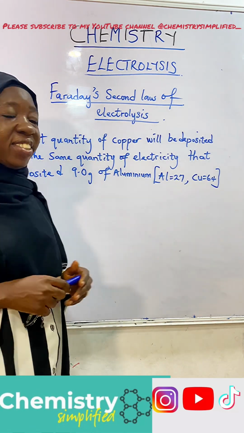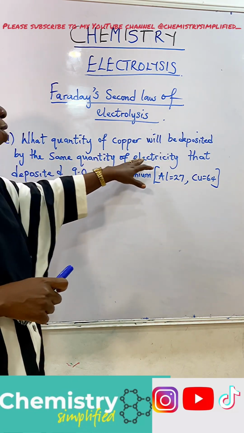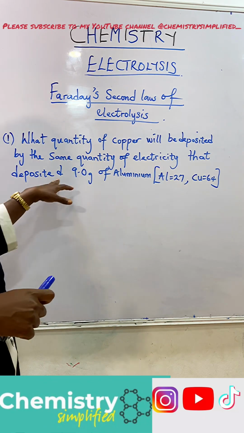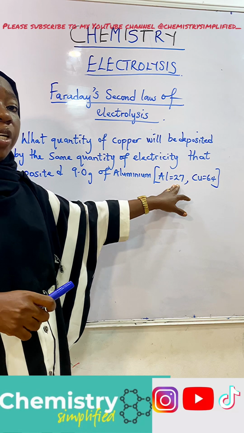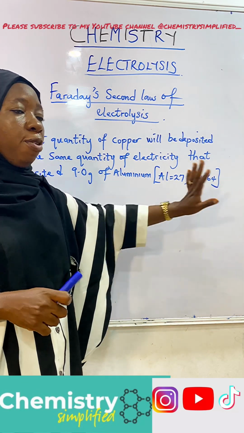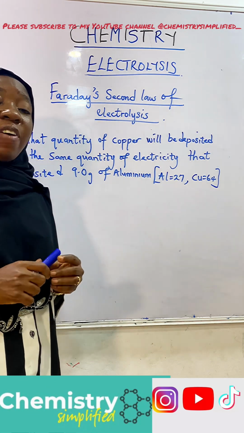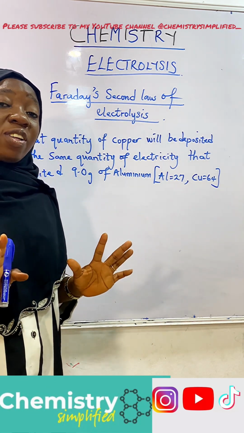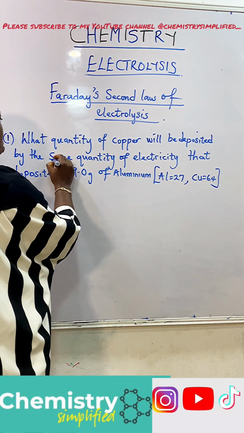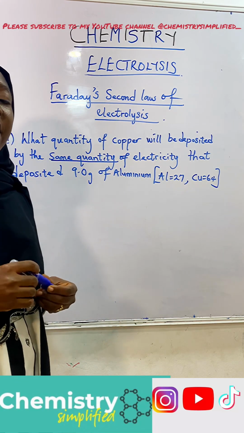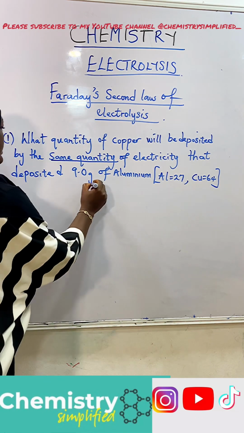Now let's look at the question together. What quantity of copper will be deposited by the same quantity of electricity that deposited 9.0 gram of aluminium? You are given the molar mass of aluminium to be 27 and copper to be 64. Now here, I want you to pick out something. Remember I told you that wherever you see same quantity, they are talking about Faraday's second law of electrolysis. This is same quantity, which shows that it is Faraday's second law of electrolysis. Now let's work it out.